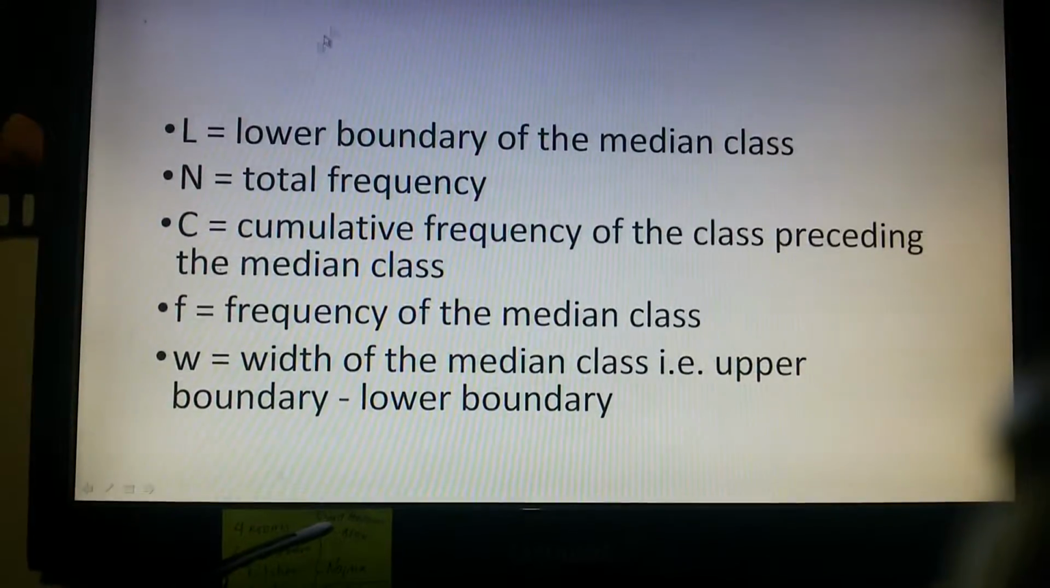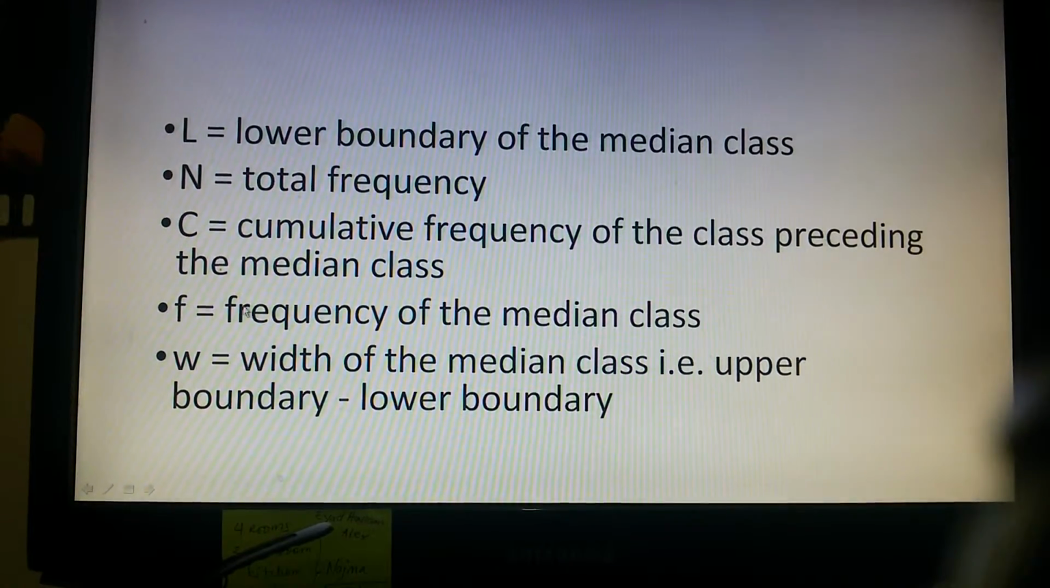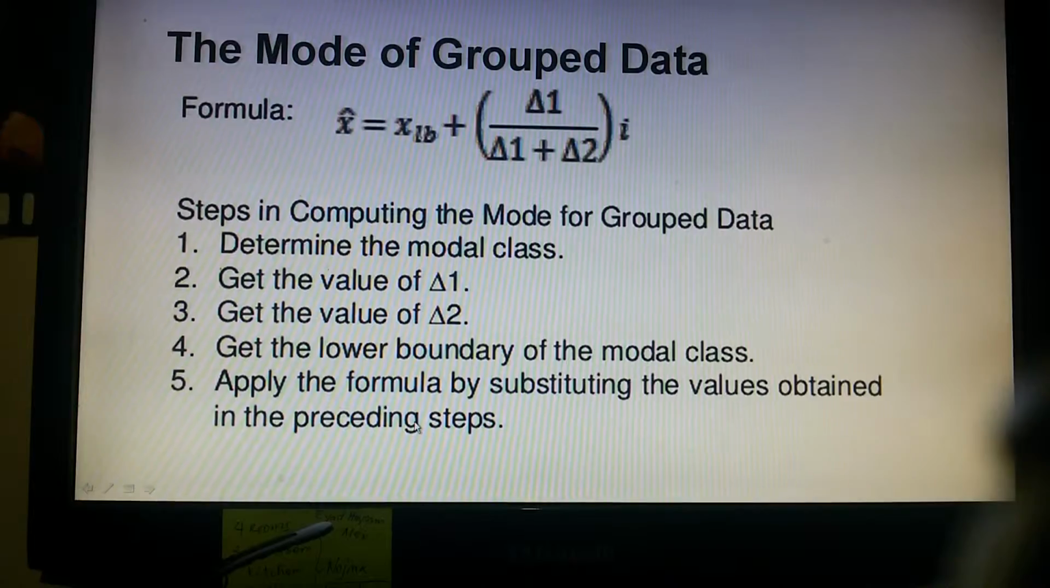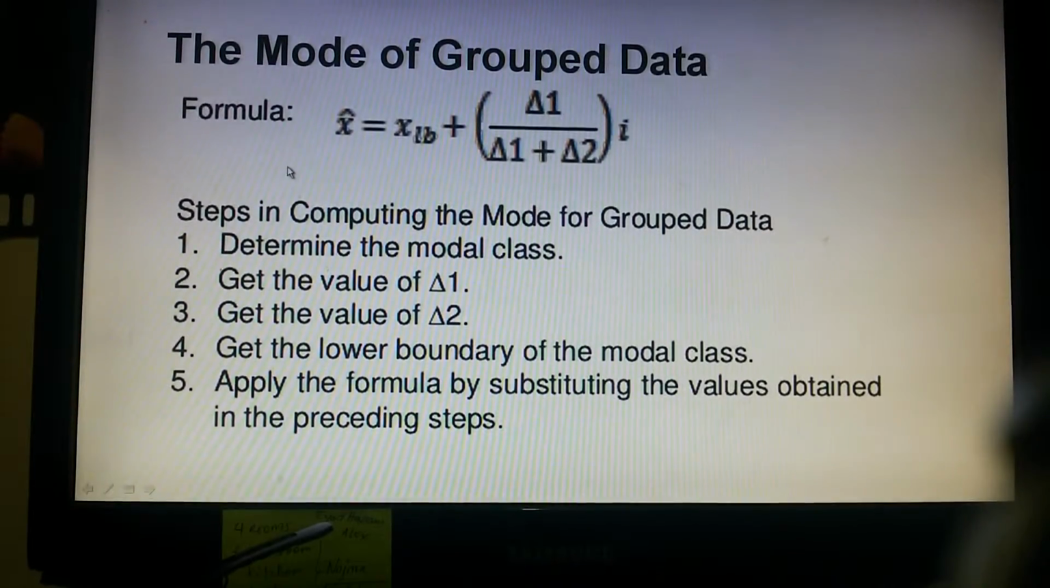And here L represents the lower boundary of the median class, N is total frequency, C is cumulative frequency of the class preceding the median class, F is frequency of the median class, W is width of the median class, upper boundary minus lower boundary. And last but not least, we have the mode of grouped data.